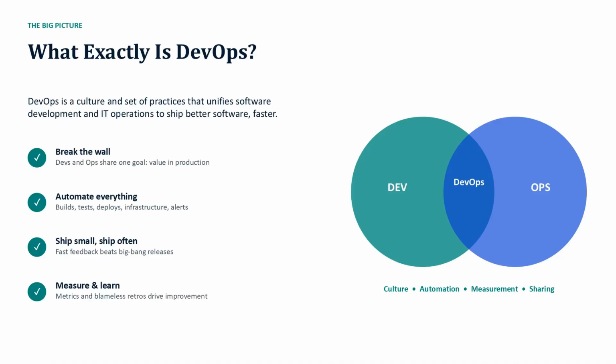So what is DevOps really? It's not a tool you install or a job title you buy. It's a culture. Traditionally, developers wrote code and threw it over a wall to operations, who had to keep it running. When things broke, each side blamed the other. DevOps tears down that wall. One team, one goal: deliver value to users quickly and safely.